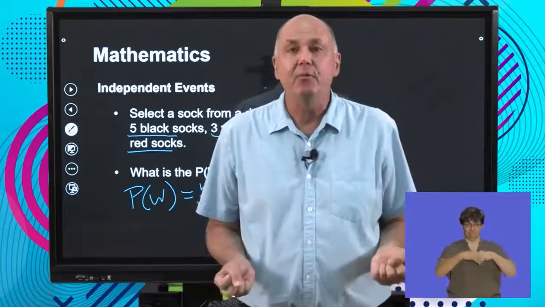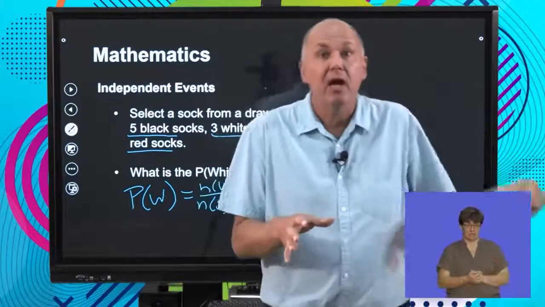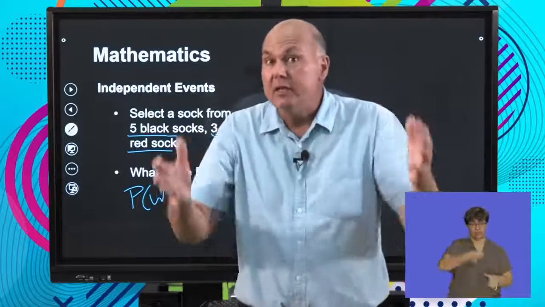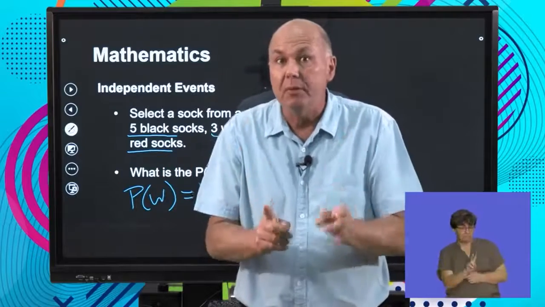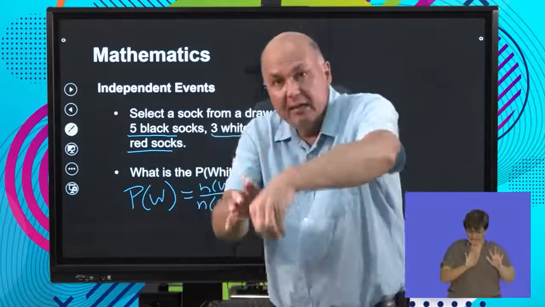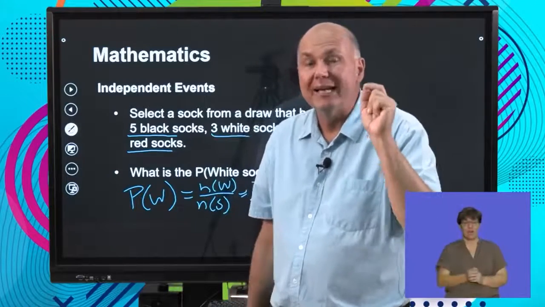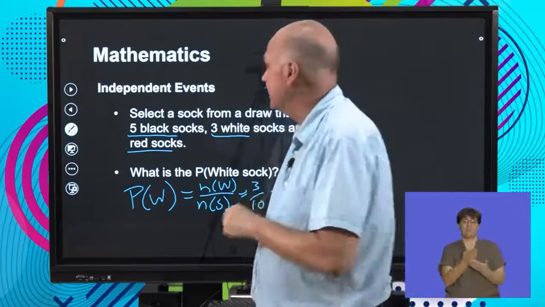But let's say that we have a second event. This time we're going to take that white sock and we replace it. We put it back into the drawer. Do you see that the number in the sample is now still 10? So when we do the second pulling out of the sock, we're going to be able to calculate the probability in exactly the same way.